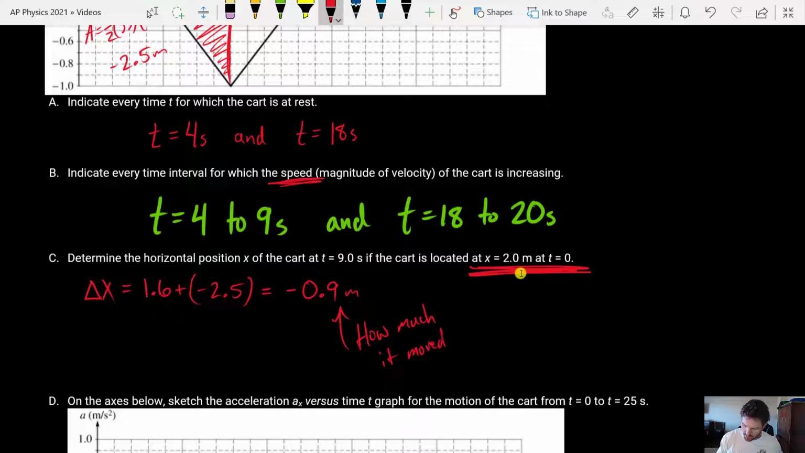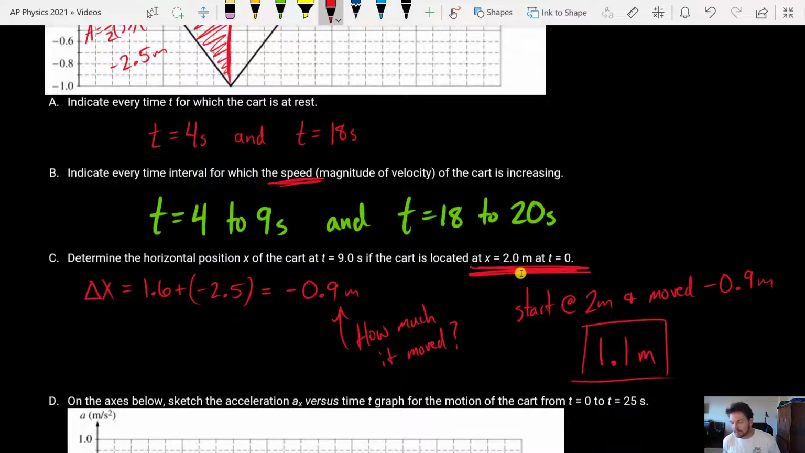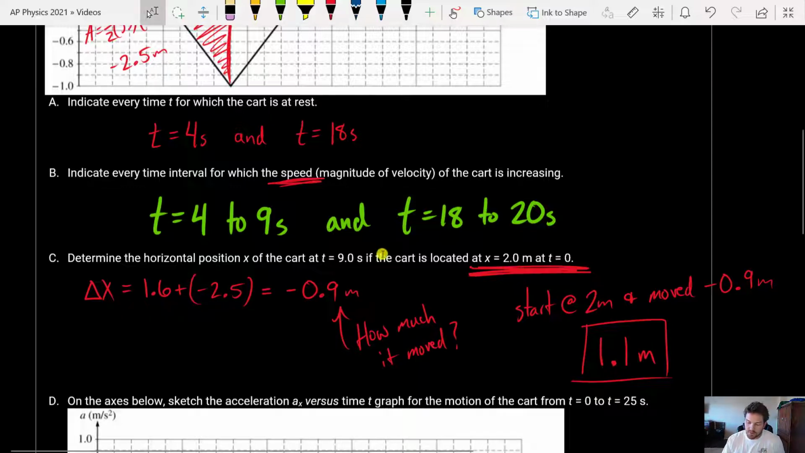So if I want to know the final displacement, I just add my initial position to the displacement, right? I started at 2 and I moved negative, so backwards, 0.9 meters. So what is my final position? Final position is 1.1 meters. Okay? So that's where I'm at for C.